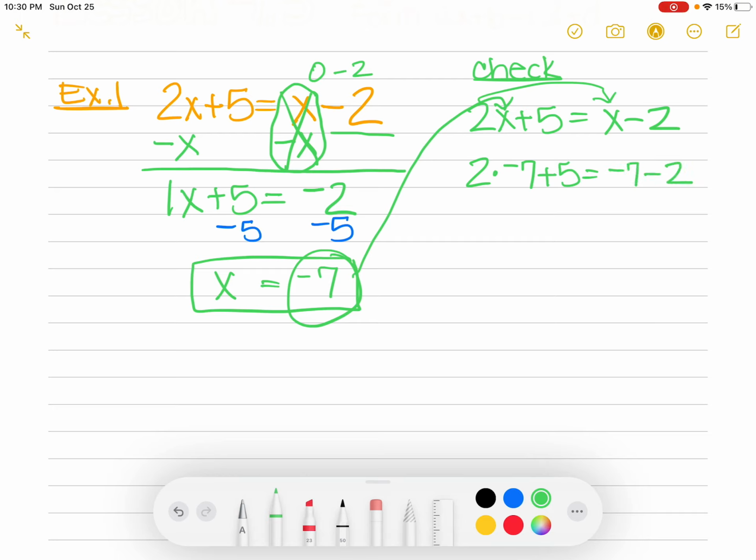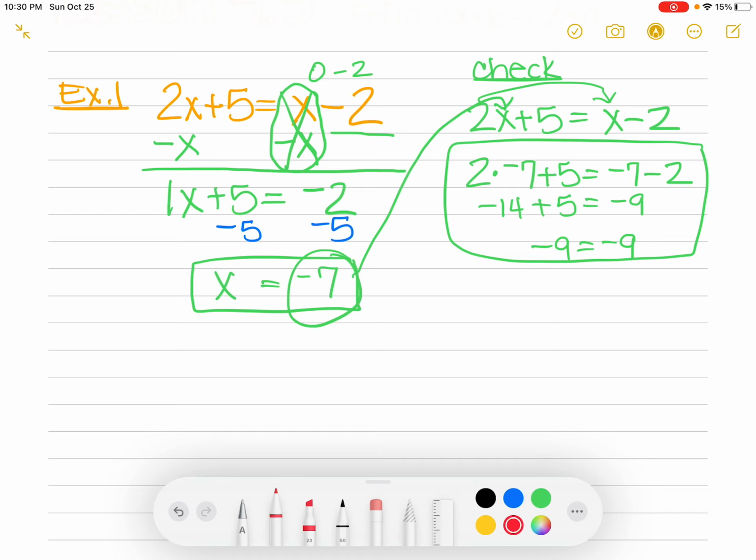Notice now I don't know what each side is going to turn out to be. I like these checks better because it makes you actually do the work instead of just saying, oh, this side equals this side. So I have negative 14 plus 5 on this side. On the other side, negative 7 minus 2 is negative 9. Now I do negative 14 plus 5, and that gives me negative 9 equals negative 9. So this is what you should write for your check.